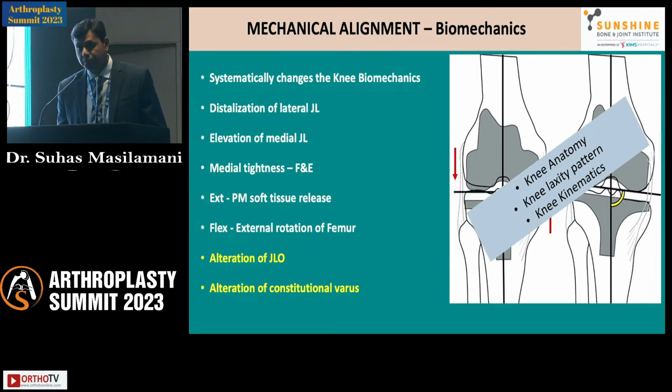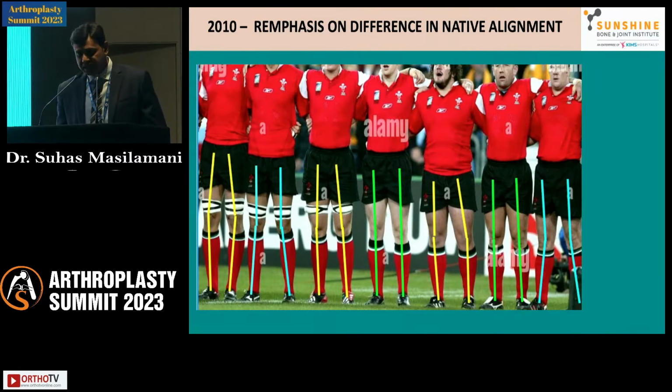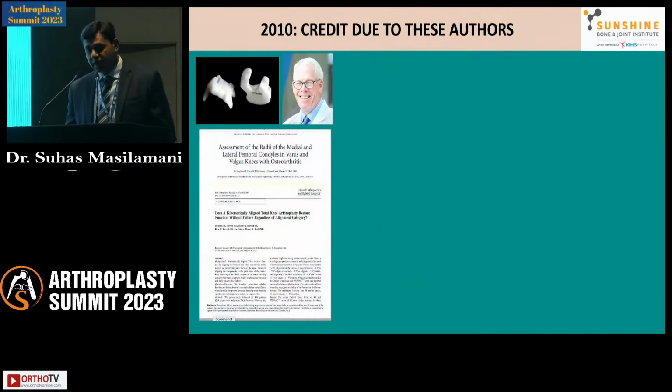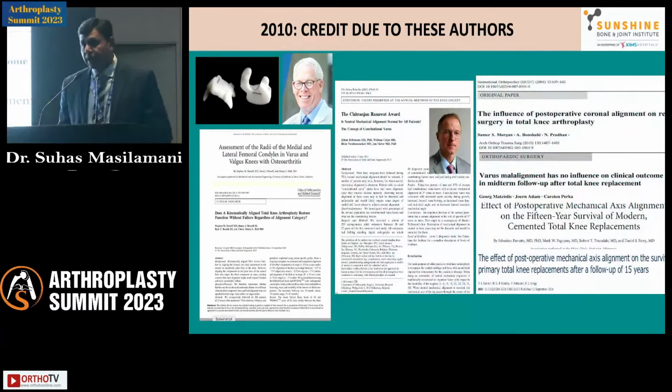Come 2010, a lot of researchers started realizing maybe this is not the only way surgery needs to be done. We need to recognize the fact that everybody has a different alignment, and even in the same patient you might have different alignments. A lot of credit goes to Stephen Howell as well as Johan Bellemans and a host of other researchers who came up with the concept of 1, kinematic alignment, 2, a native constitutional varus is common in most patients.